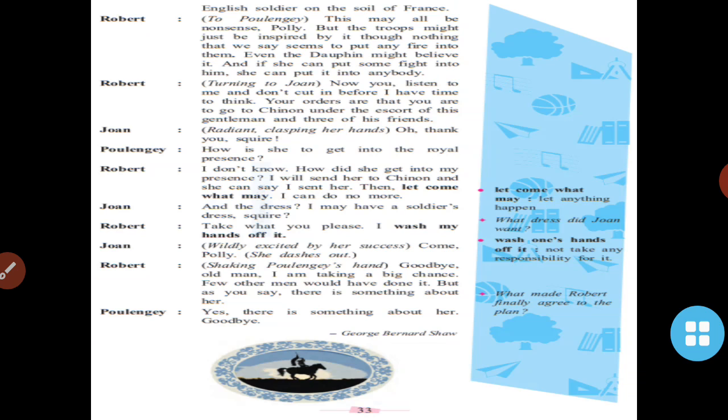This may all be nonsense, Polly, but the drops might that will be say seems to put any fire into them. Even the Dauphin might believe it, and if she can put some fight into him, she can put it into anybody. Okay. Robert, turning to John.